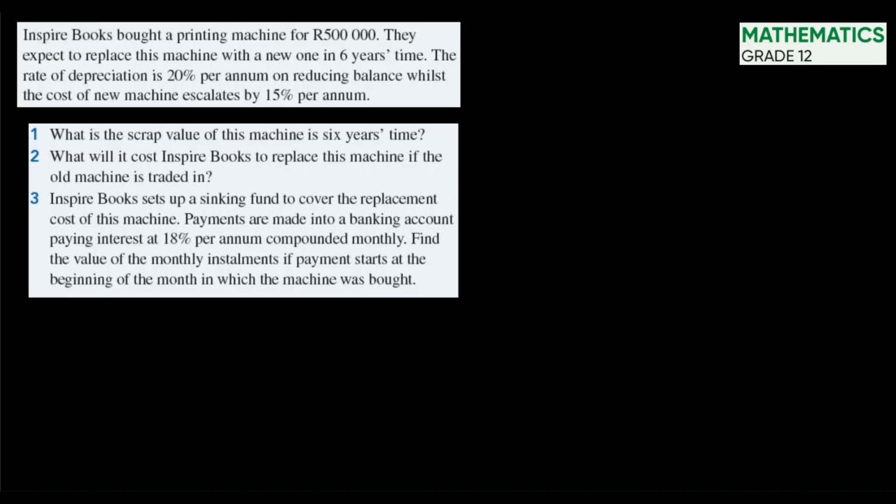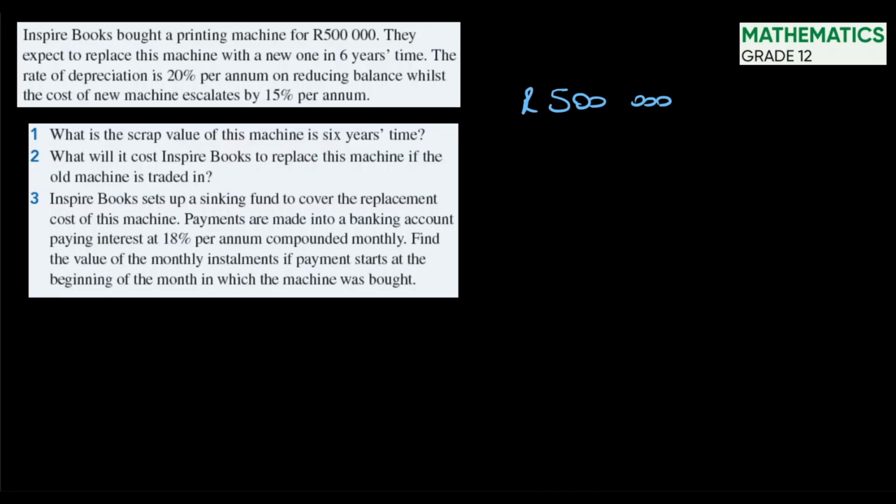We're dealing with sinking fund here. They're telling us that Inspireworks bought a printing machine that is worth $500,000. They expect to replace this machine with a new machine after 6 years. Okay, 6 years time, let's make note. The rate of depreciation per annum is on reducing balance, whilst the cost of the new equipment escalates by 15%. So what are they saying here?